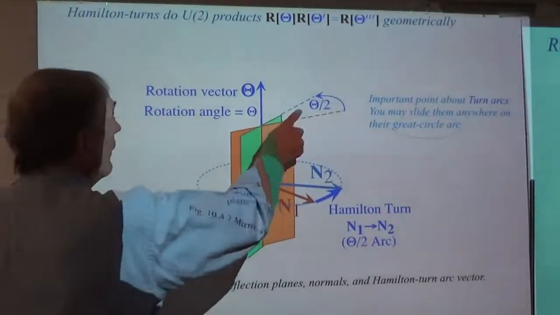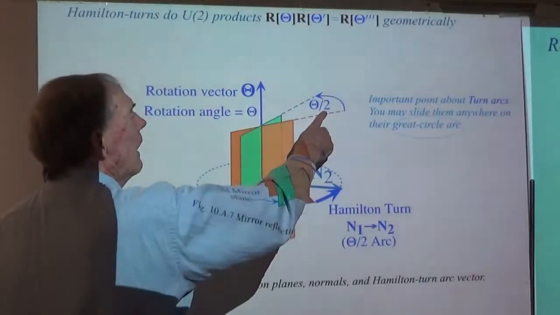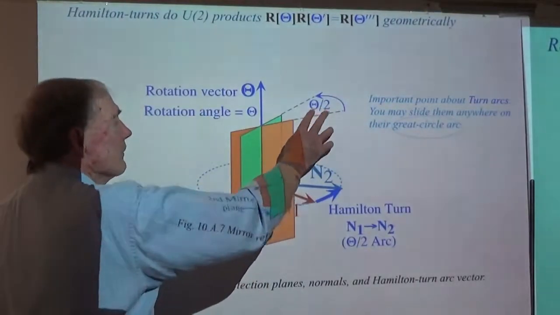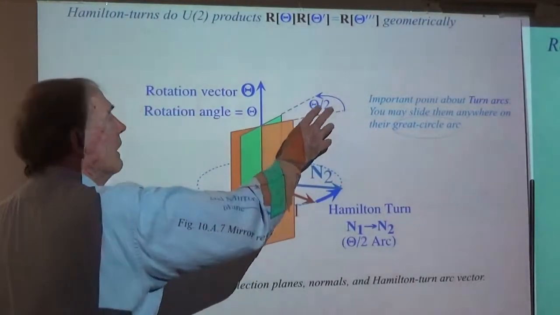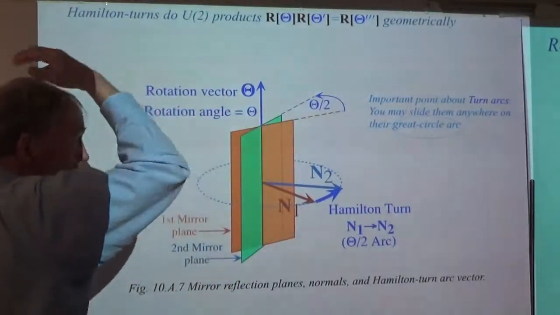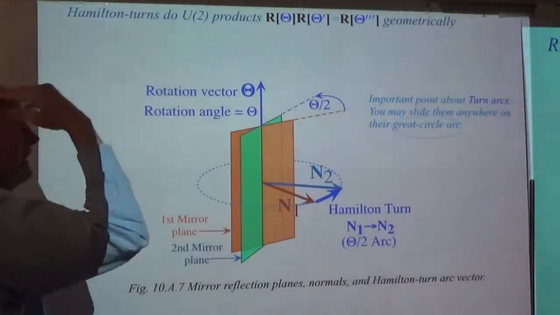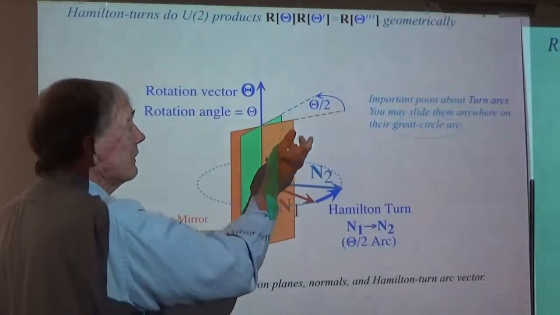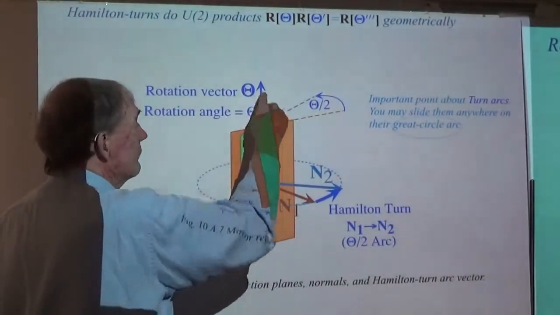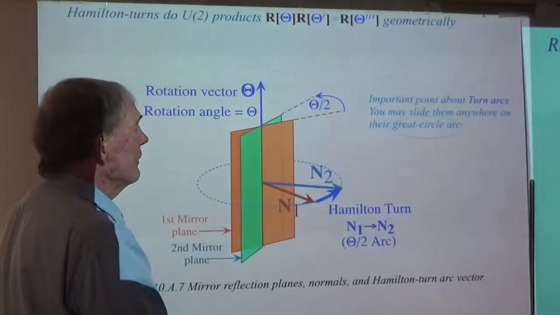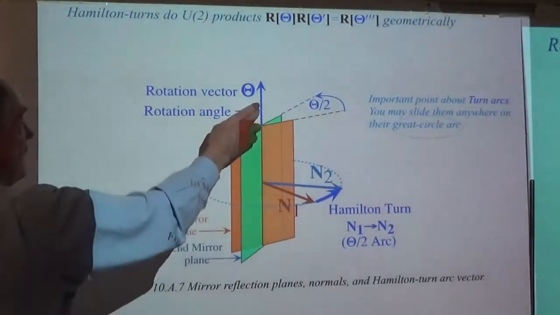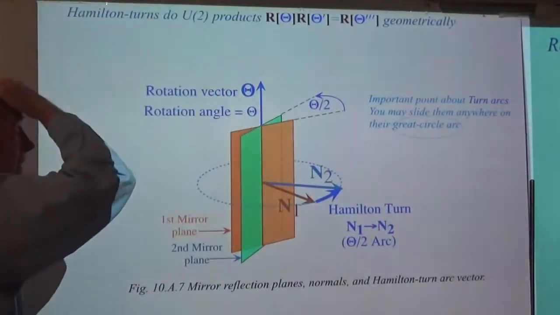So here's the theta over 2 Darboux axis crank angle that we have in the third position of the three angles for a rotation so defined. There's the vector itself, which is the intersection of the mirrors, okay? And then the rotation angle is the magnitude of that.